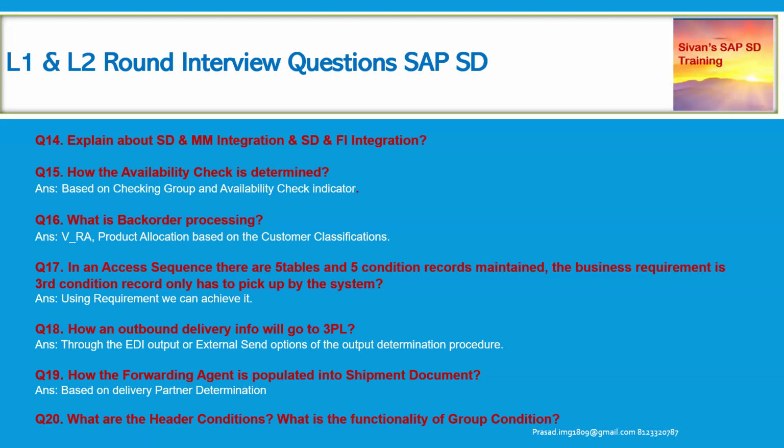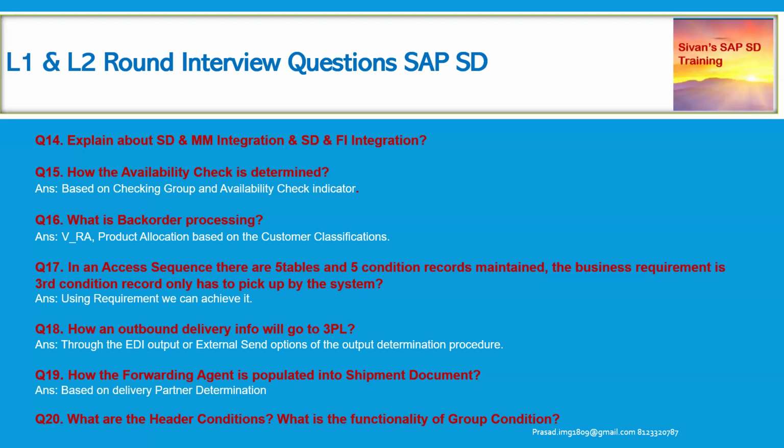Then how is the availability check determined? Question number 15. Based on the checking group and availability check indicator, the availability check is determined, and also the plant. Based on all those parameters in the backend, the system will allow us to determine the availability check process. Whether it is an individual requirement or collective requirements, whatever option we select there, based on that it will be determined in the material master data.